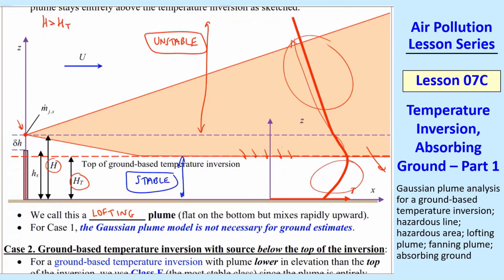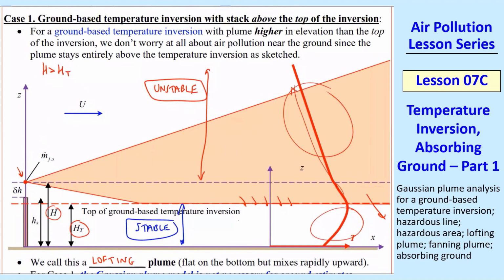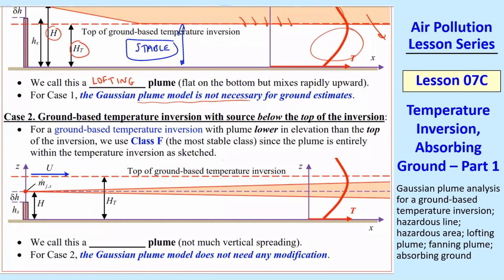So in this case, the Gaussian plume model isn't even necessary if all you care about is ground calculations. You're never going to have a hazardous area down there. So this case is trivial. If I gave you a homework problem or a quiz question with this kind of case, where's the hazardous area? Your answer would be there is none. Okay, let's get something more significant then.